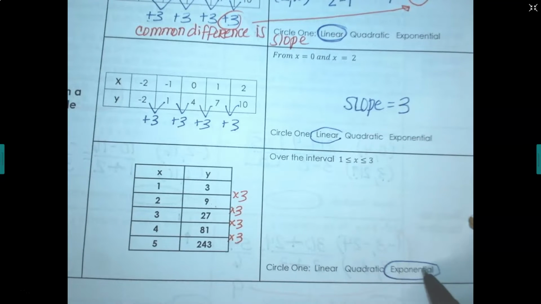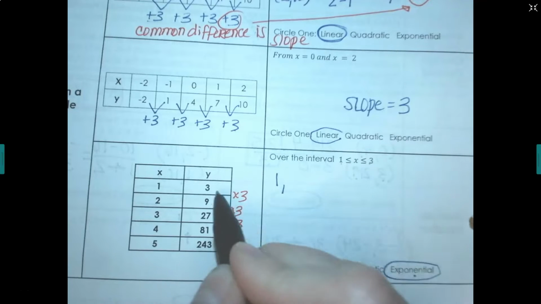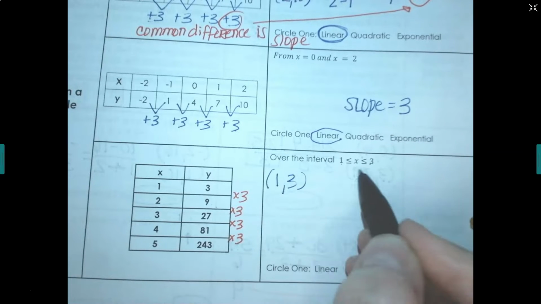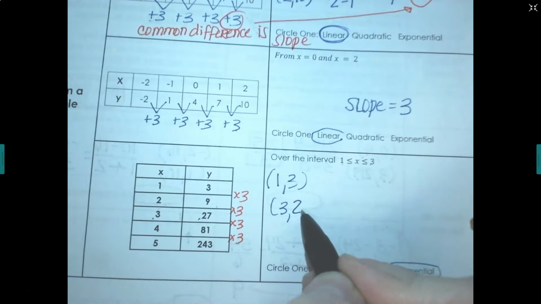So we cannot do any sort of cheat. This isn't our slope because this is an exponential. That only works with our line. So we're going to look here. We want when x is 1, my y value there is 3. When x is 3, my y value there is 27.